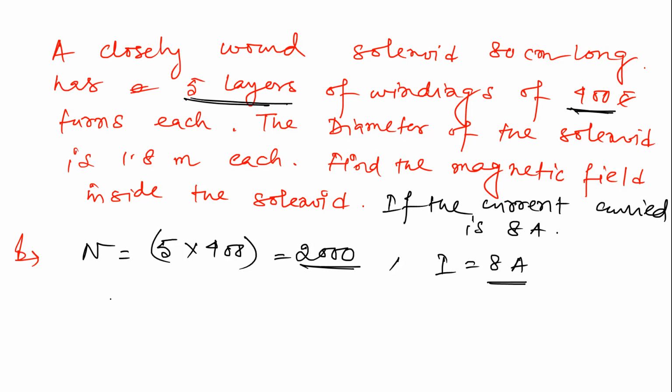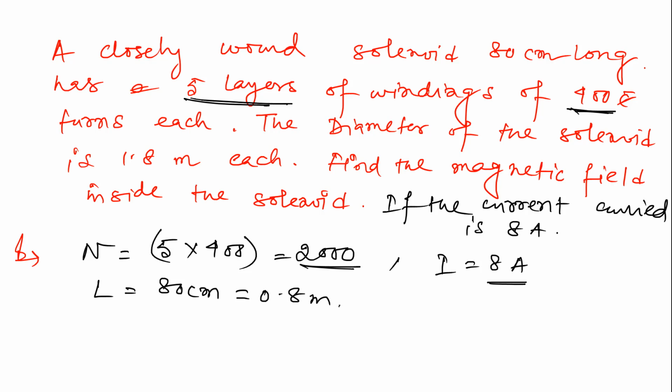So in this case, what is the length of that? That is 80 centimeters, so we can say this is 0.8 meter. Now we are just going to substitute all the values in the mathematical expression of the solenoid.